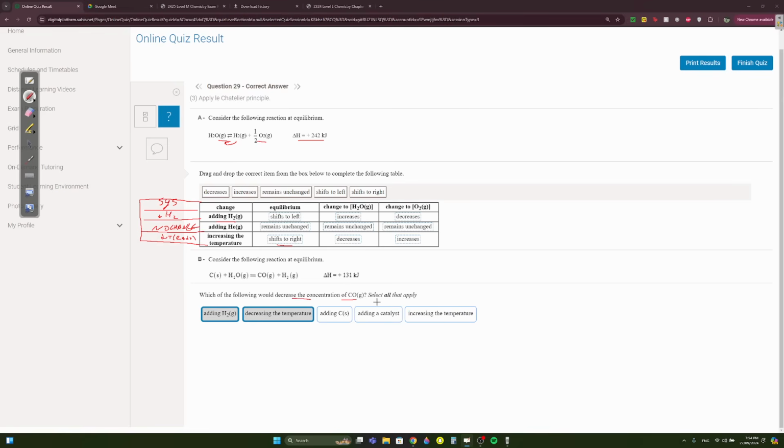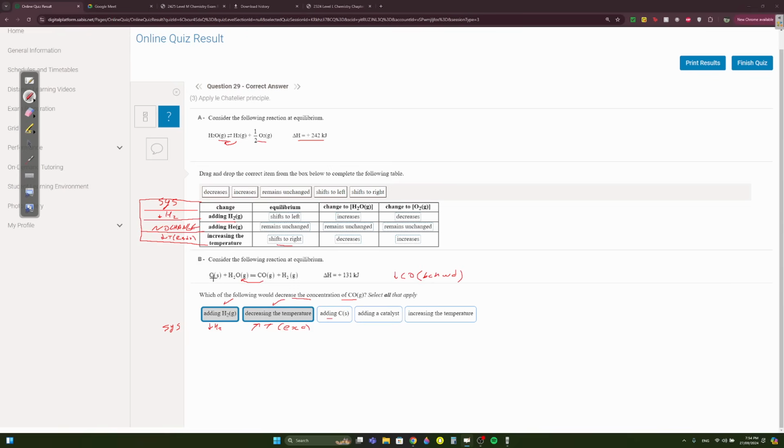What would decrease the concentration of CO? In other words, we want to move away from CO, so we want to move backward. What would cause a backward move? If you add H2, you're increasing H2, and the system wants to decrease H2. To decrease H2, you go backward, so that's correct. If you're decreasing the temperature, the system will increase the temperature, so it wants exo. Since the forward is endo and we want exo, we go backward. That's correct.